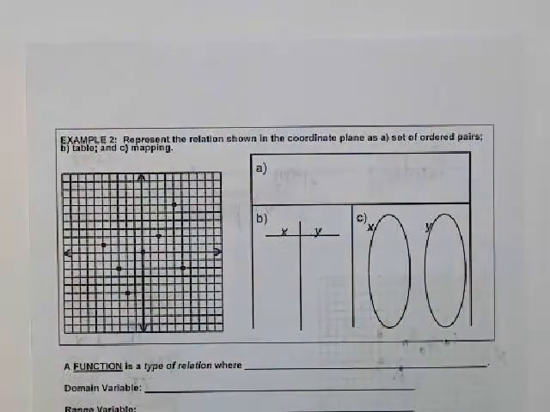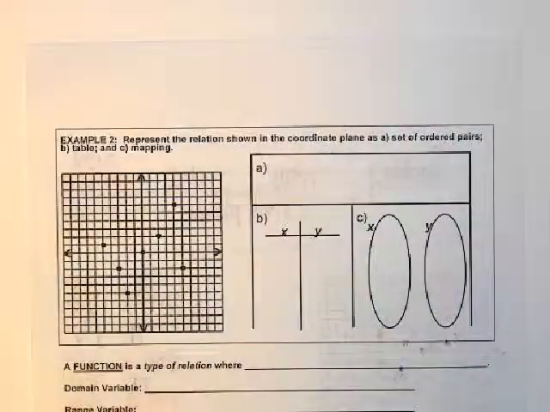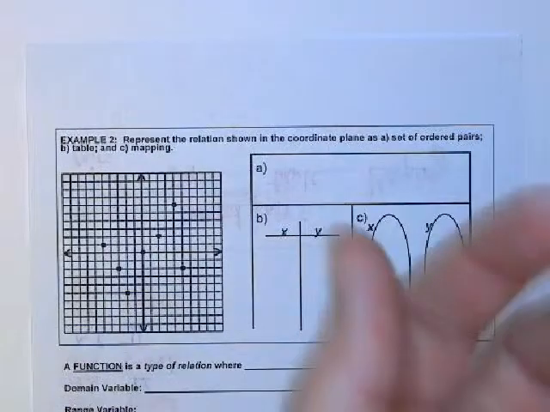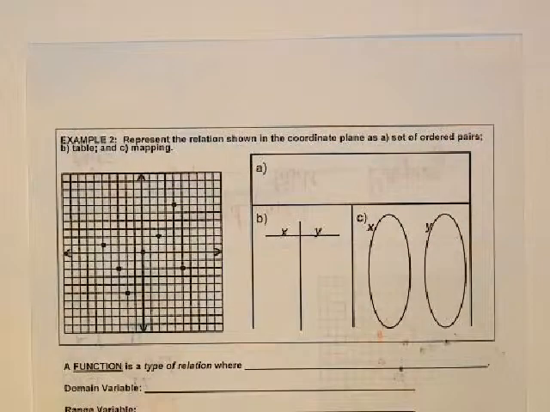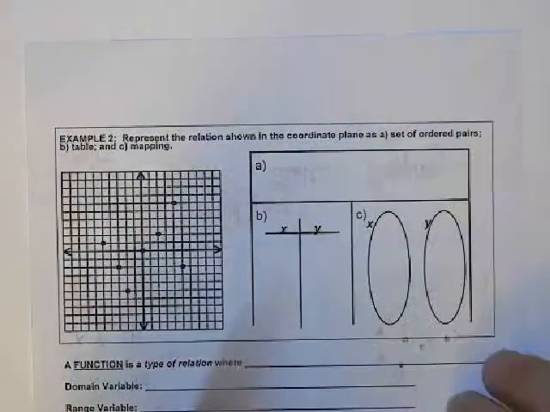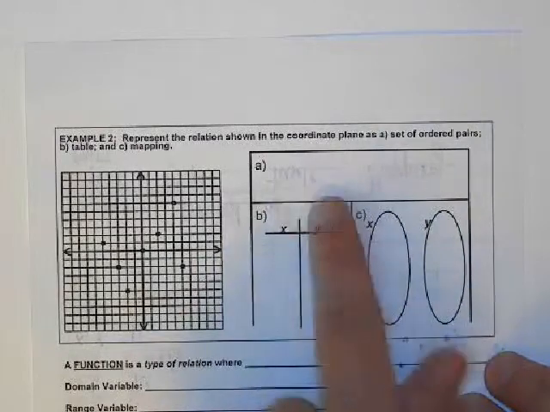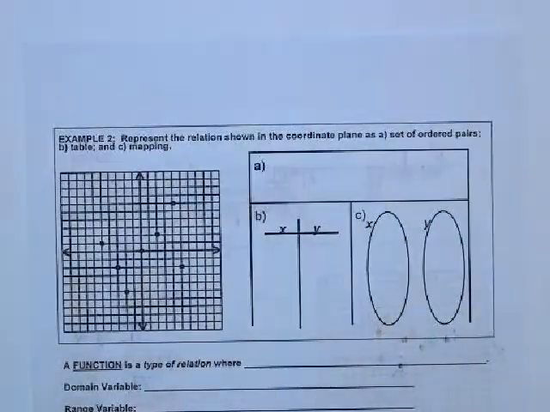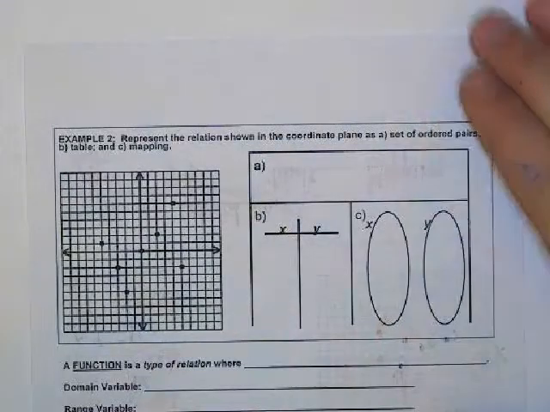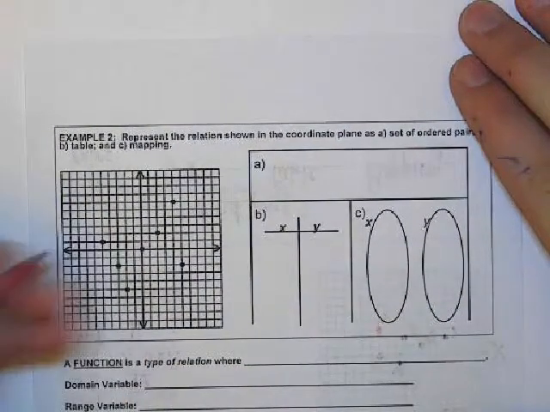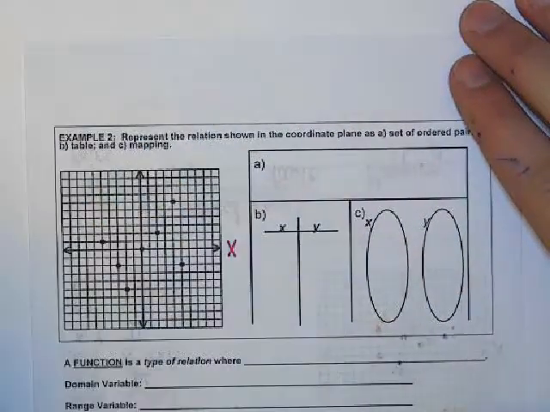Okay, same thing. So represent the relation shown in the coordinate plane as a set of ordered pairs, a table, and mapping. All right, so A wants them as a set of ordered pairs. So I've got to go through this and write the ordered pairs out. All right? So I'm going to go dot by dot. I'm going to go in the order of left to right, just so I can be organized. Because I'm talking about a graph, first, label your axes, x, y.